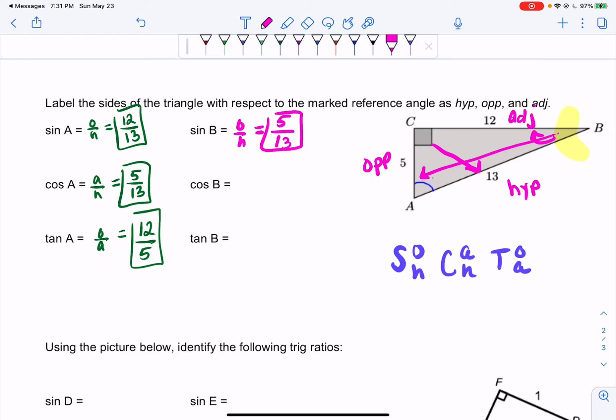Now, cosine of B. Well, cosine of B is adjacent over hypotenuse. And our adjacent is 12, while our hypotenuse is 13. And then tangent of B is opposite over adjacent. And in this image, our opposite is 5 and our adjacent is 12. So what we're doing is finding the proportions for that reference angle.